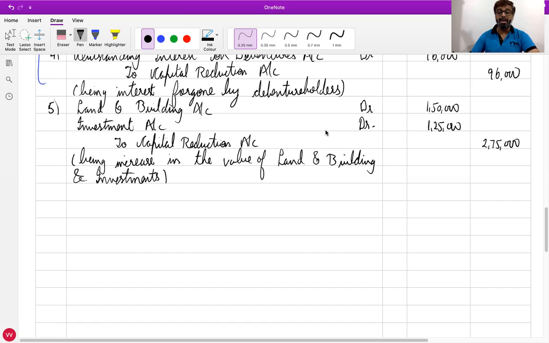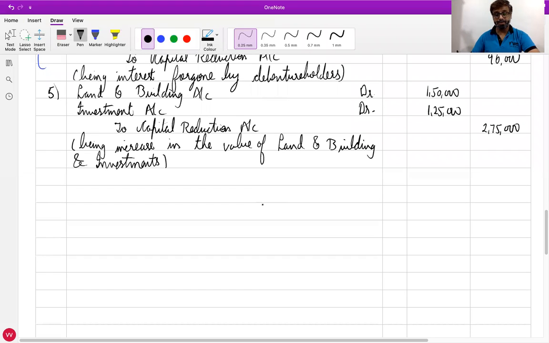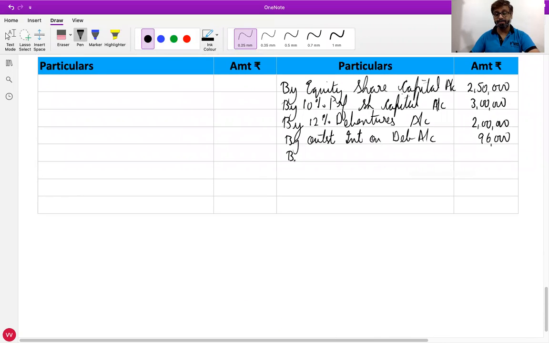Nihal from Pratap Nagar, unmute yourself. How will we do the posting in capital reduction account from this? Capital reduction credit side, by land and building account 1,50,000, by investment account 1,25,000. Yes, correct.